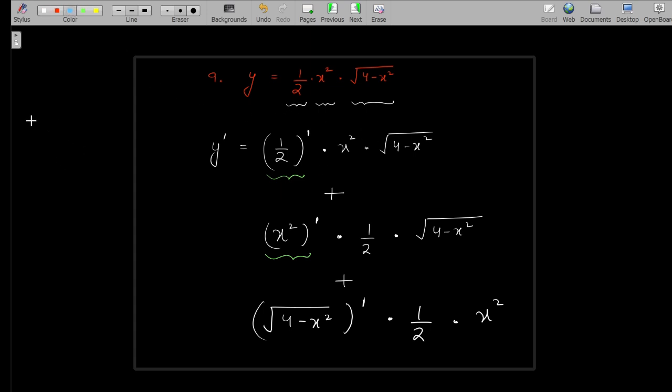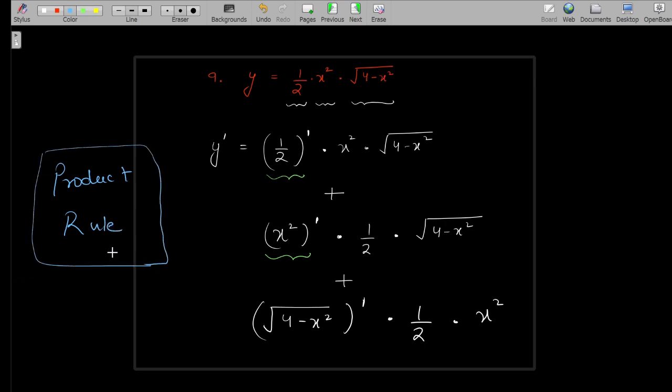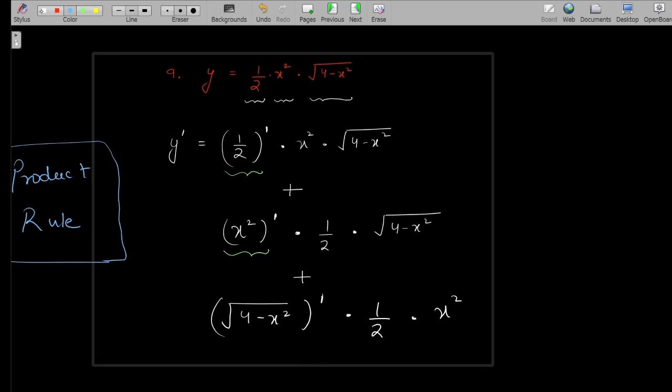Whenever you have two functions or three functions or even four functions multiplied together, you immediately apply the product rule. Whenever you see functions are multiplied. Okay, and now you can simplify these terms one by one. So Anika, you just have to find the derivative of these three functions. So Anika, what is the derivative of 1/2?